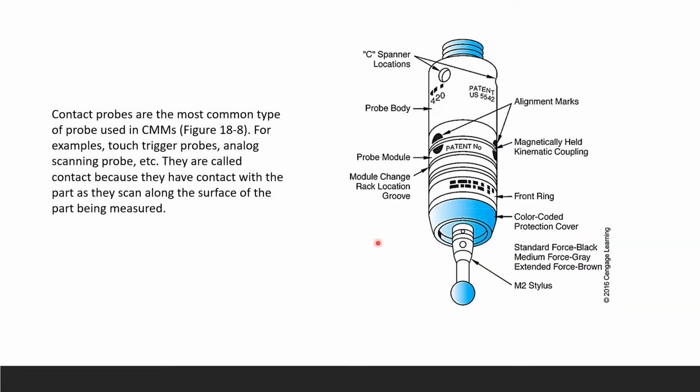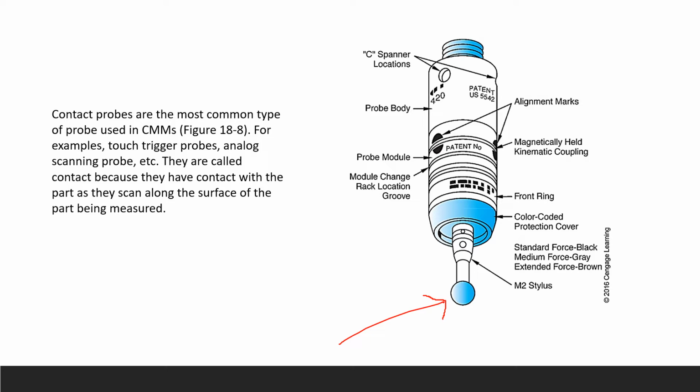Okay, contact probes. They look like this, and they're the most common type of probe used on CMMs because contact probes are easier to manufacture than non-contact probes. Non-contact are more expensive. For example, the touch trigger probe and the analog scanning probe are called contact probes because they have contact with the part. This little one right here. And they can scan along the surface of the part being measured.